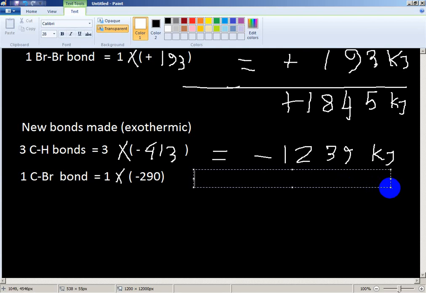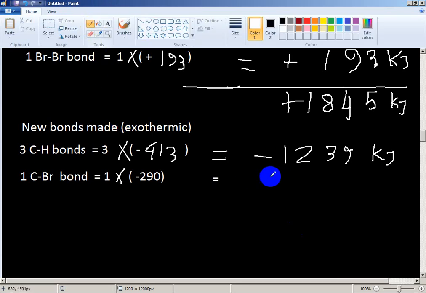Okay, what is the total? Equal to minus 290 kilojoules.